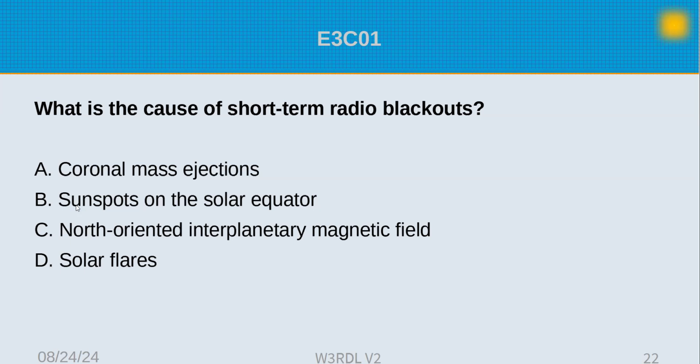What is the cause of short-term radio blackouts? It's interesting. Well, huh, the answer is delta. But I guess why isn't it alpha? Is it because those cause a more prolonged blackout? The CMEs affect the magnetic field. That's called geomagnetic storms. But it's not a blackout condition, it's just impacted here.